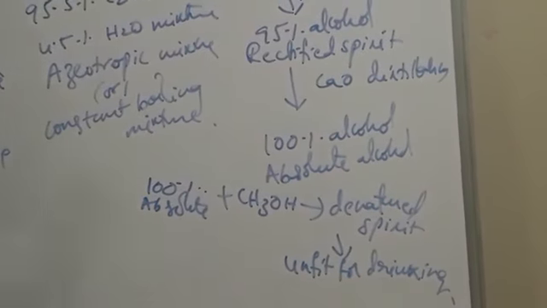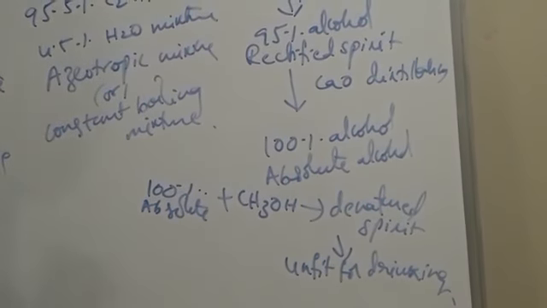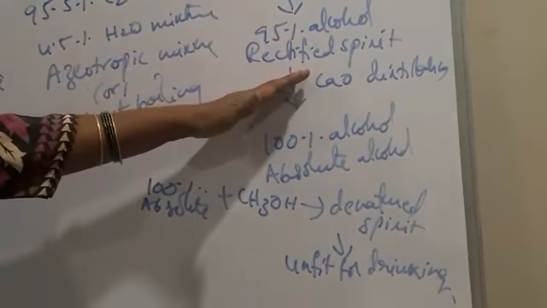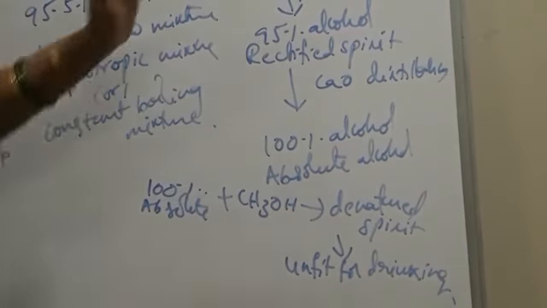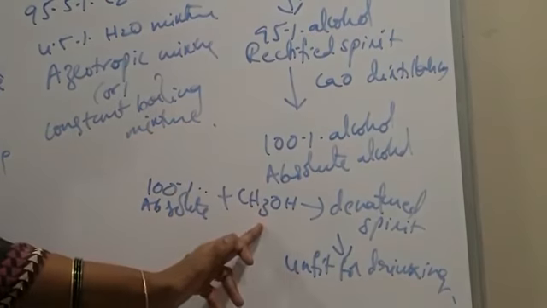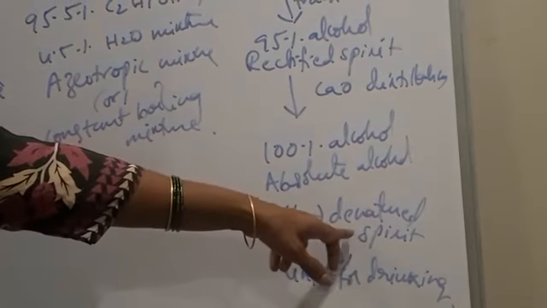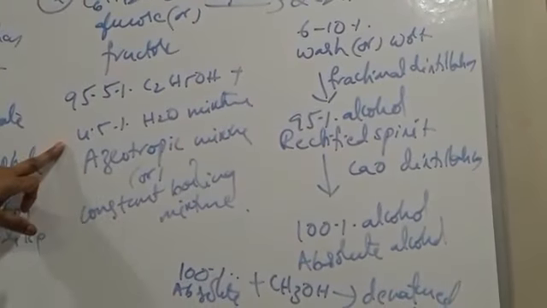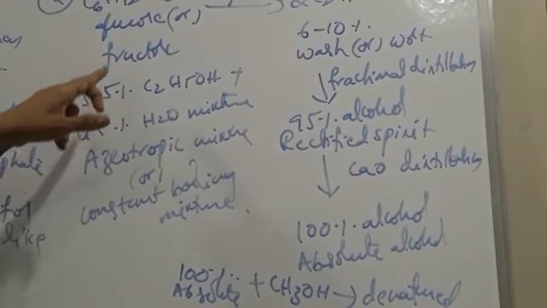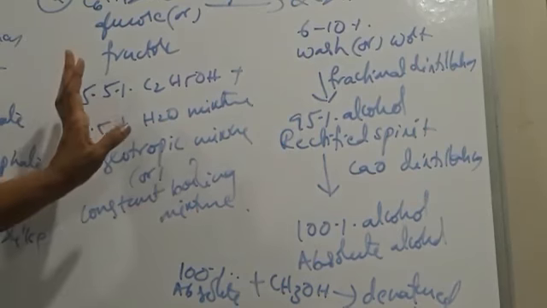So during the fermentation process we get only 6 to 10% ethyl alcohol, which is called wash or wort. On distillation it forms rectified spirit, and on further distillation it forms absolute alcohol. With the addition of poisonous methyl alcohol it is unfit for drinking and is called denatured spirit. And the constant boiling mixture, also called azeotropic mixture, is 95.5% ethyl alcohol and 4.5% water.